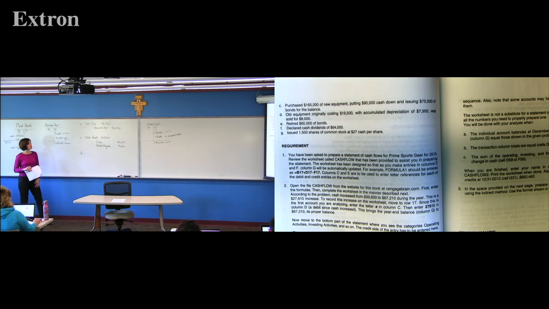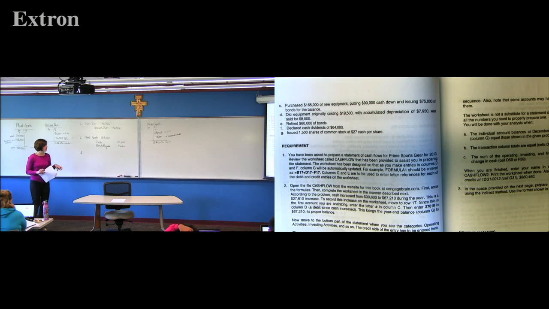Transaction D said old equipment originally costing $19,500, with accumulated depreciation of $7,950, was sold for $8,000. All right, so there are a couple things going on there. We have to record the fact that we got cash from selling that equipment. So our cash is $8,000. We have to remove the old equipment and its respective accumulated depreciation from those two T accounts, okay?